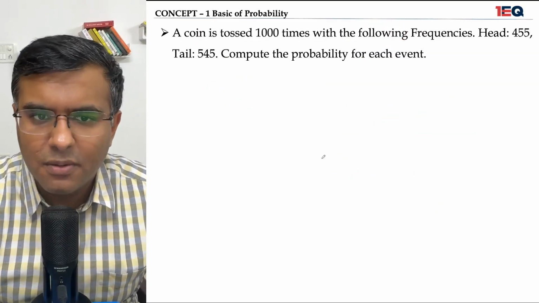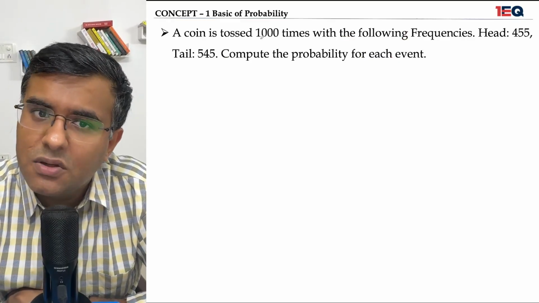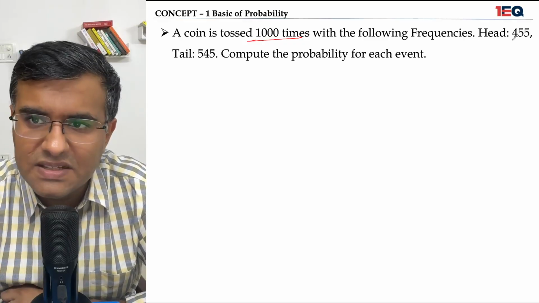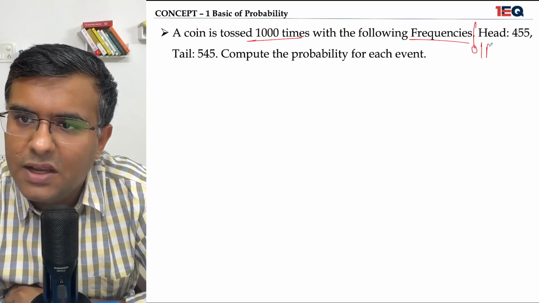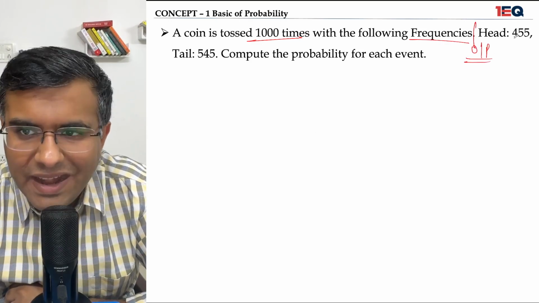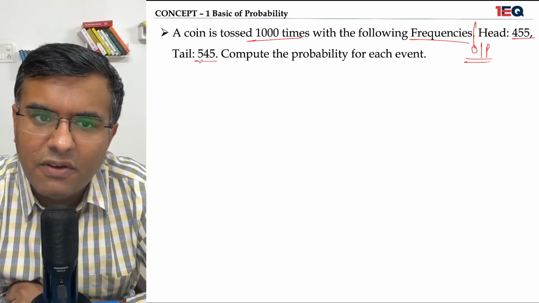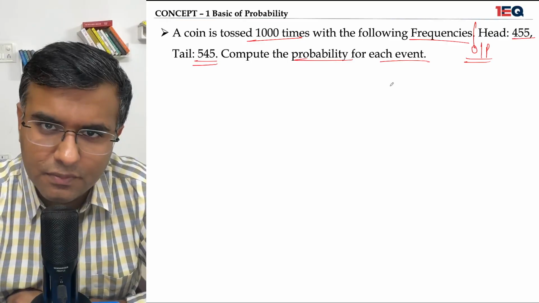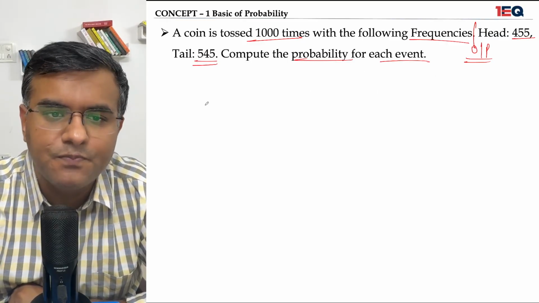Moving to the basics of probability, this is our first question which we'll be discussing. A coin is tossed 1000 times with the following frequencies. The following frequencies means this is the output which we are talking about. Heads came 455 times and tails came 545 times. So what is the probability for each event?